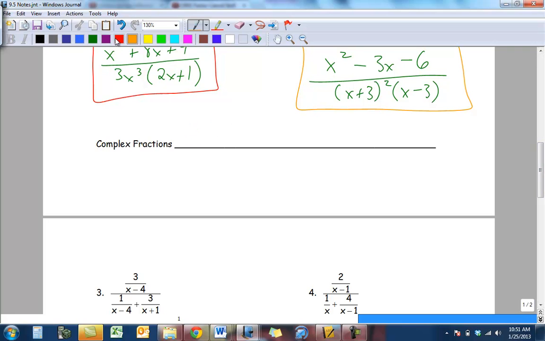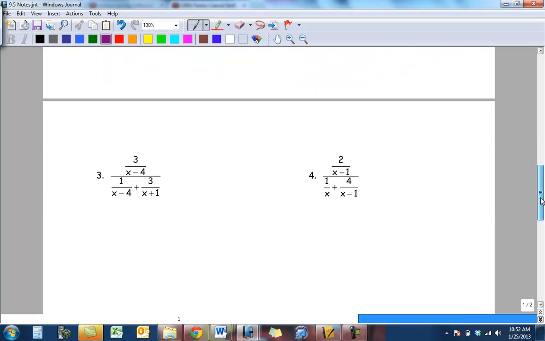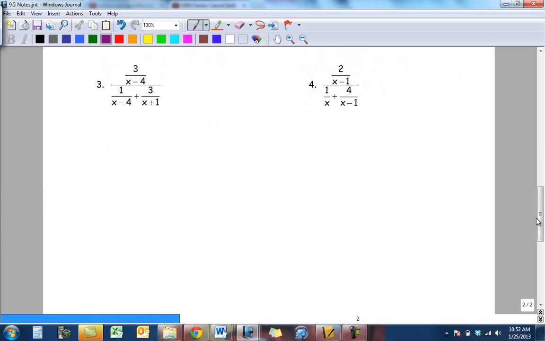Complex fraction. What is a complex fraction? A complex fraction is a fraction in a fraction. It's like Inception, a dream in a dream, except there's a fraction inside a fraction. So, let's go on to number 3. This is a fraction within a fraction. Now, look at the top. The top is this fraction. There's not much that we can do there, right?